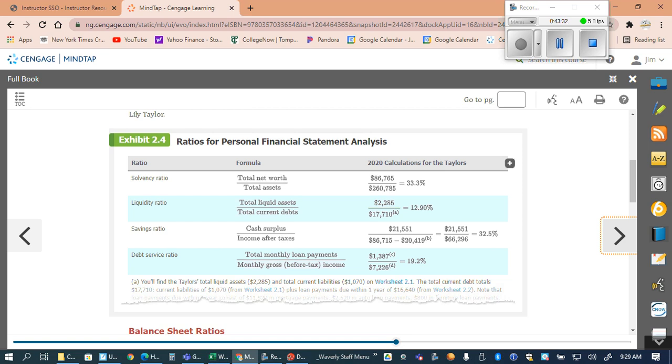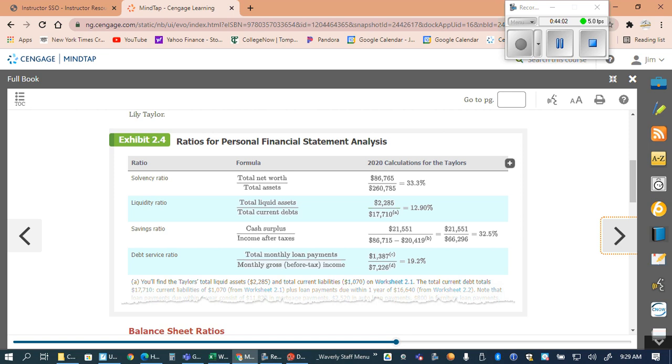So their solvency ratio, right? If you flip back and look at their balance sheet, total net worth 86.7 divided by their total assets, their solvency ratio is 33.3%. That means if the value of their assets tanks by 33%, they're still in pretty good shape. So would you say their solvency ratio is a pretty decent number? I would think so, yeah.